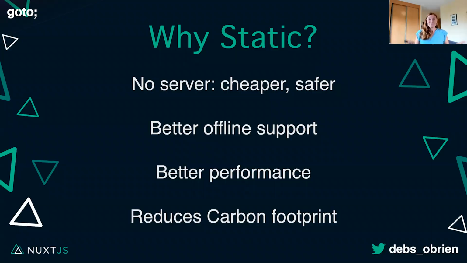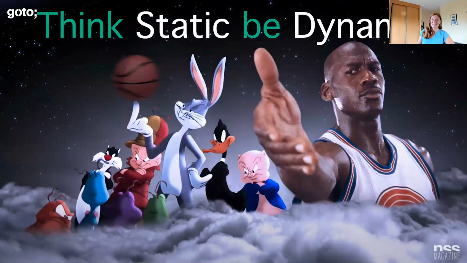So basically, yeah, you've got to think static, but you've got to be dynamic. There is nothing static about Michael. There's nothing static about Space Jam at all. If you haven't seen the film, you should watch it. Watch the first one. The second one should be out next year because of COVID. Maybe not, who knows? But that's the way it is.